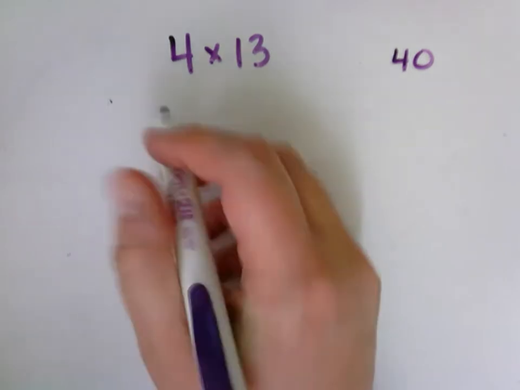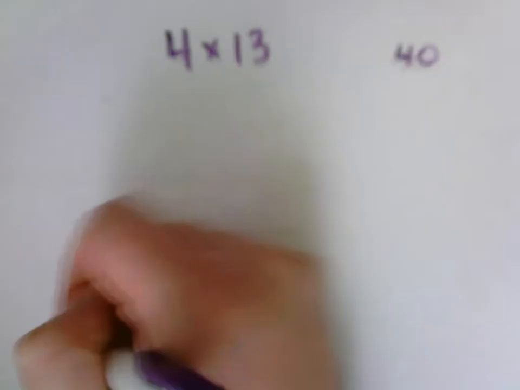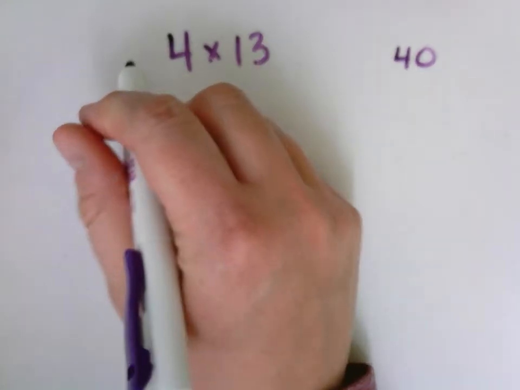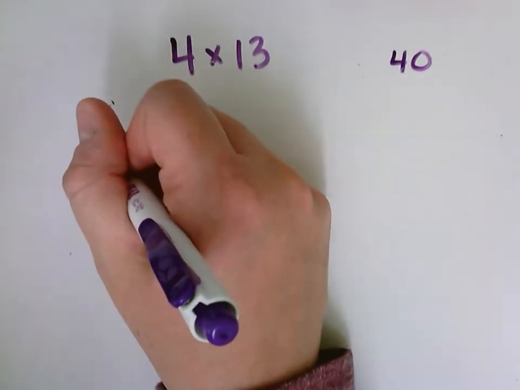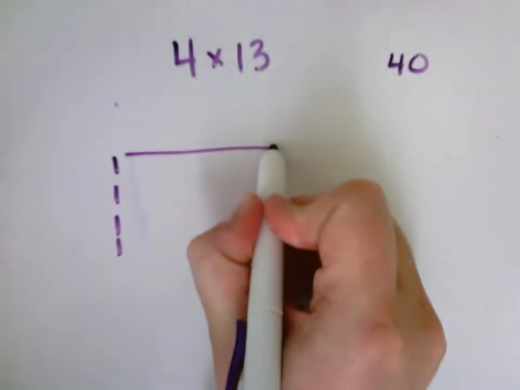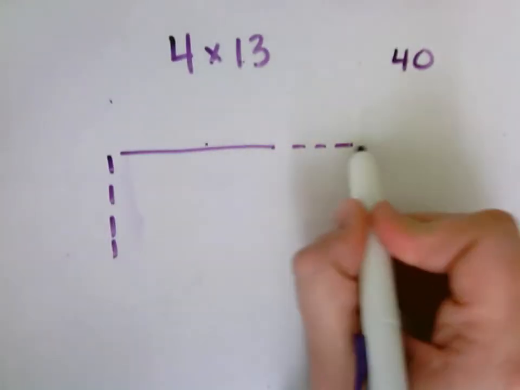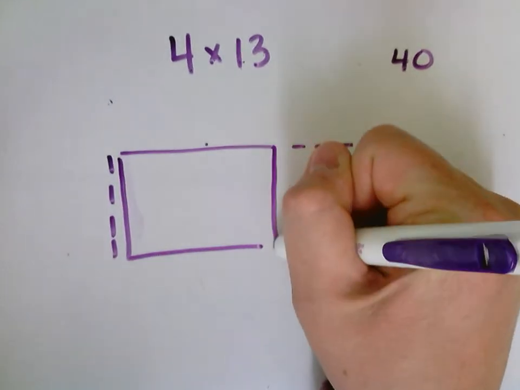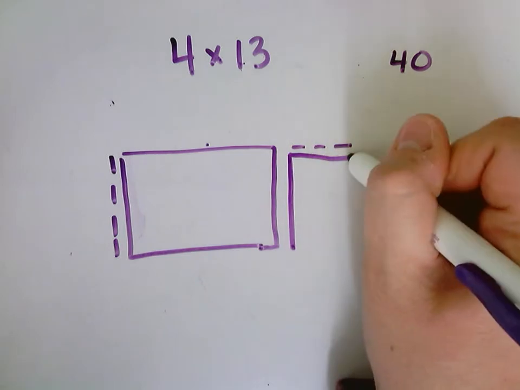All right, so instead of drawing all my lines and all my dots like we were doing, we're going to just make a really quick sketch. I'm going to make my 4 coming down. 1, 2, 3, 4. Here's my 4. Here's my 10. And here's my extra 3. So 13 is 10 and 3 more. All right, and I'm just going to fill this in here with a rectangle. And I'm going to fill this part in here with a smaller rectangle.